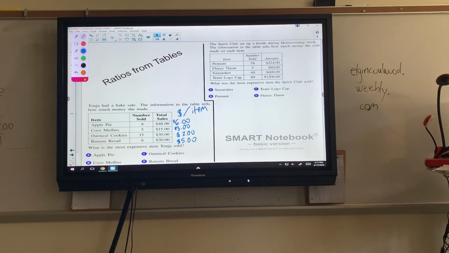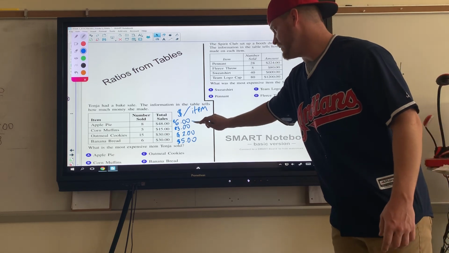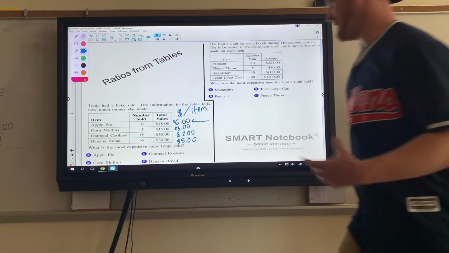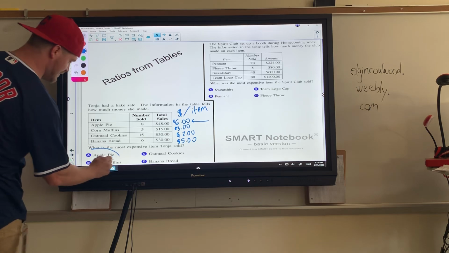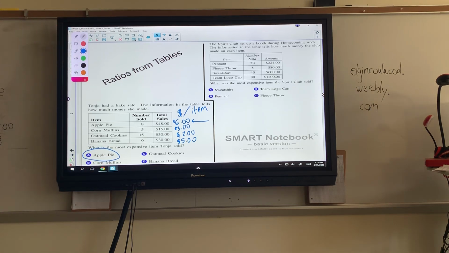Looking at the most expensive one, that's going to be the apple pie. Since apple pie was $6, that's $1 more than the banana bread, so you'd say apple pie was the most expensive. Last but not least, look at the top right table.